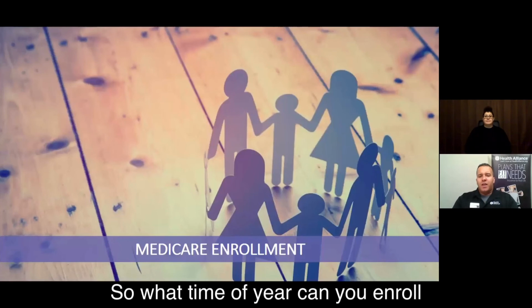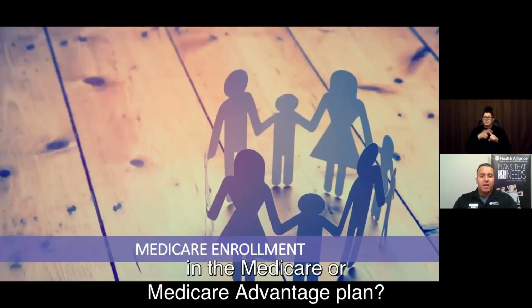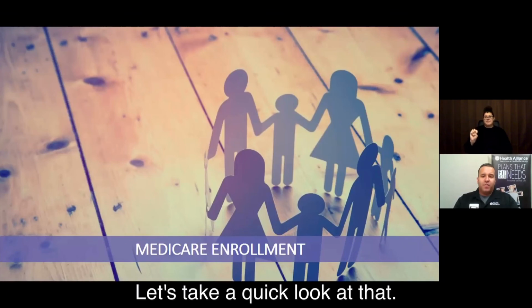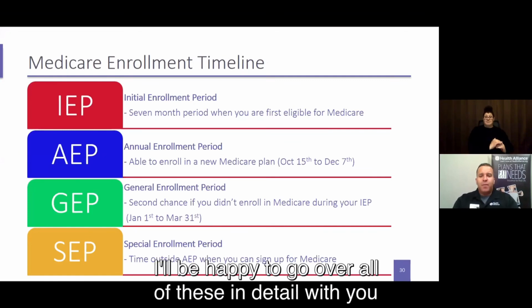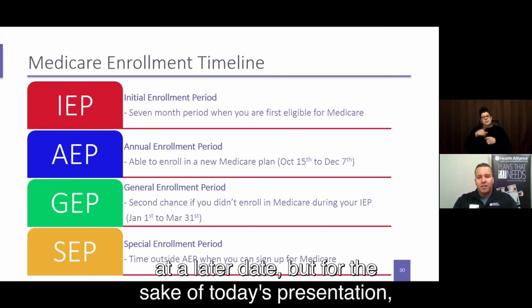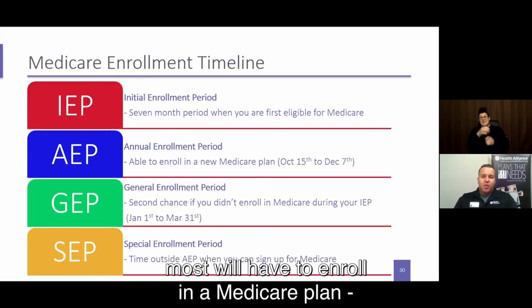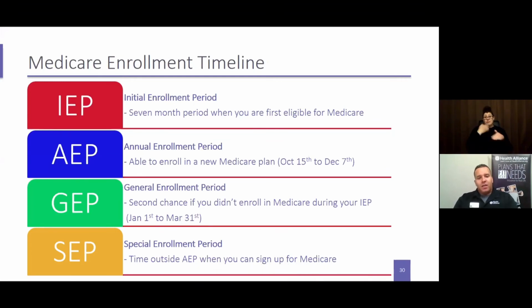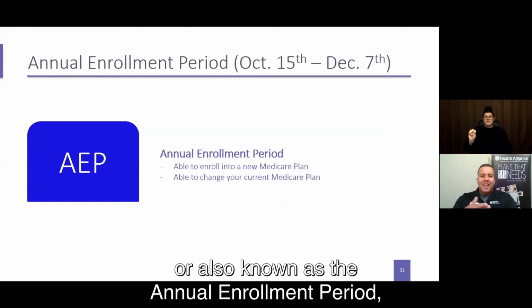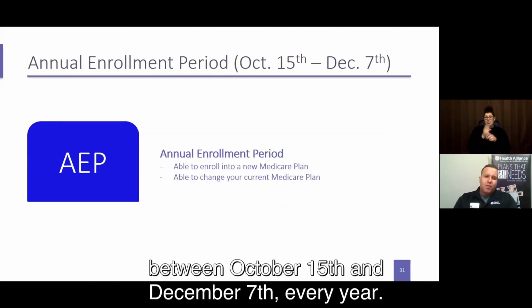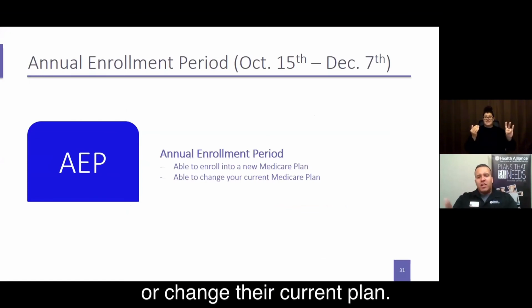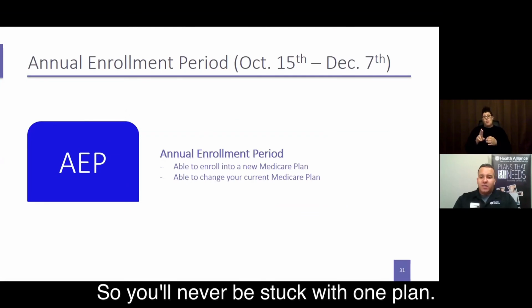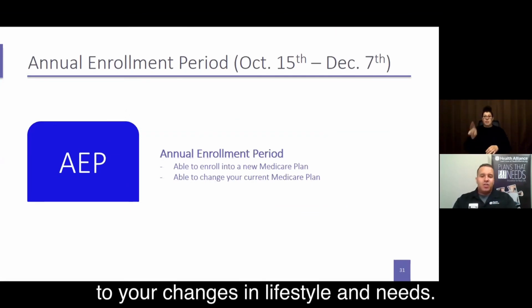So what time of year can you enroll in a Medicare or Medicare Advantage plan? Let's take a quick look at that. There are actually several time periods when you are able to enroll into Medicare. I'll be happy to go over all of these in detail with you at a later date. But for the sake of today's presentation, I would like to point out the next opportunity most will have to enroll in a Medicare plan. And that is the AEP, or also known as the annual enrollment period. Between October 15th and December 7th every year, those who qualify can either enroll in a new plan or change their current plan. So you'll never be stuck with one plan. Your insurance can adapt to your changes in lifestyle and needs.